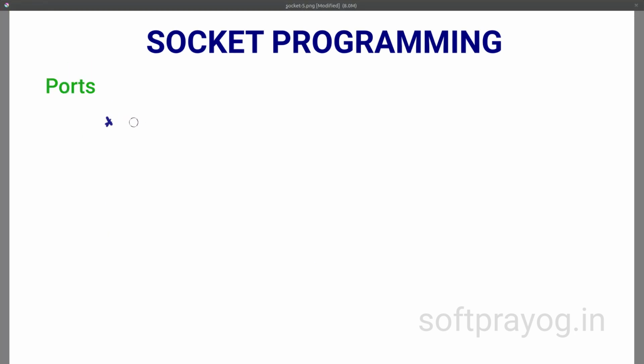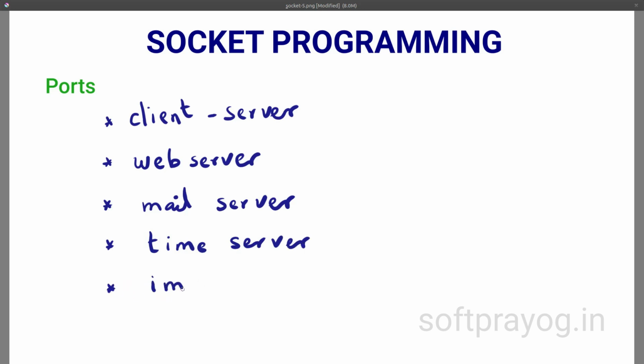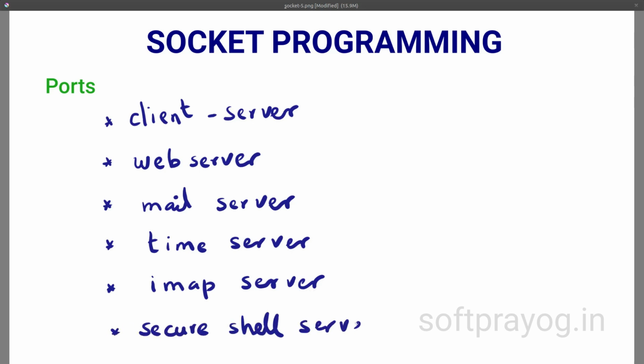The underlying concept in networking is process-to-process communication. Normally, one of these processes is a client and the other one is server. The most common server is the web server. Each website is powered by a web server. Apart from web server, there are other servers like mail server, time server, IMAP server, secure shell server, etc. that may be running on a host.